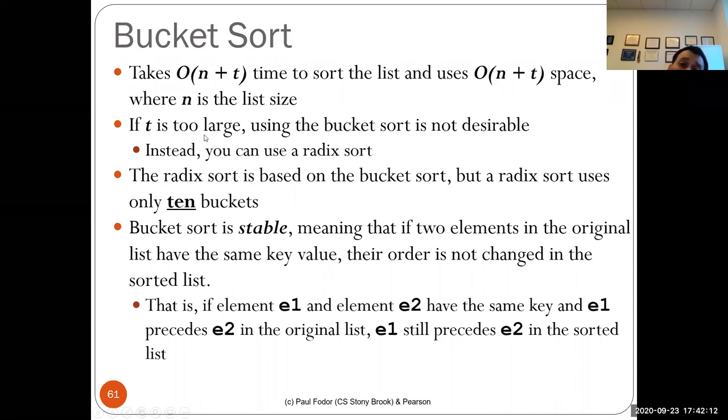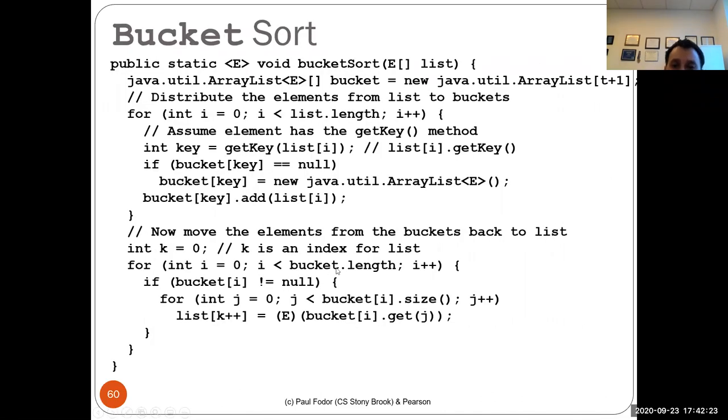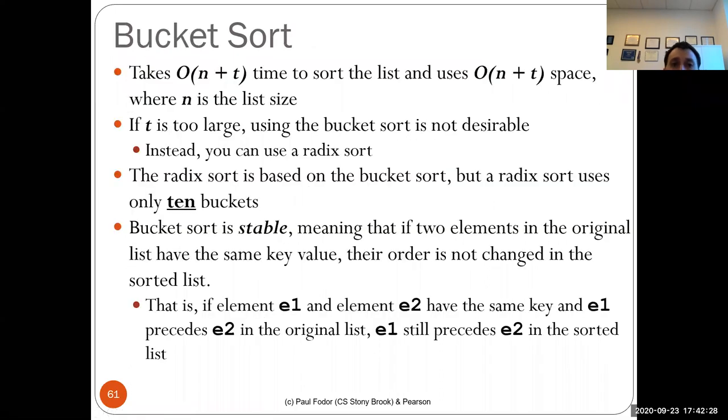If the number of buckets is too large, then bucket sort is not desirable, because if the T is too large, then you have too many buckets. And when you iterate with the last loop over the bucket length, the number of T, you can see that you are paying the price of T, which if it's bigger than N, doesn't make sense. Instead, you can use radix sort, which I will show you how. The radix sort is based on the bucket sort, but it uses only 10 buckets and it works for integers.